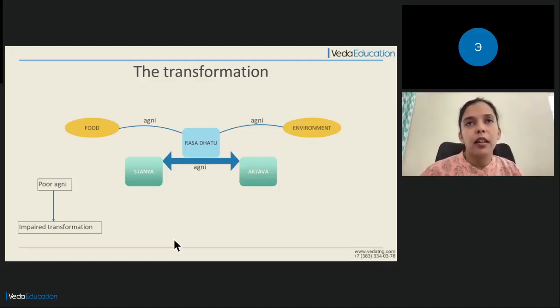And Rasadhatu mimics Kapha in much of its characteristics. So we can almost say that the physical form of Kapha mimics that of Rasadhatu, and it is one of the important carriers of Kapha.